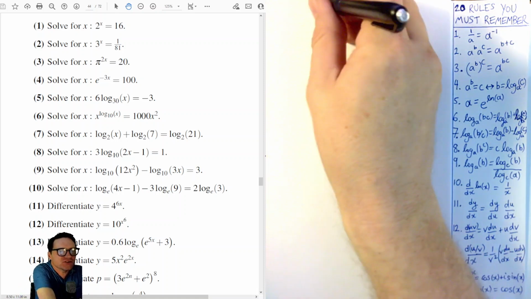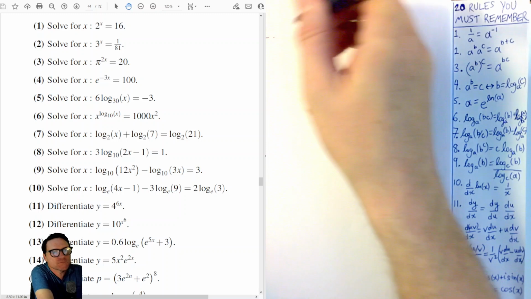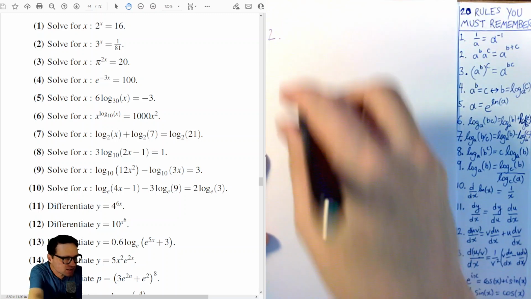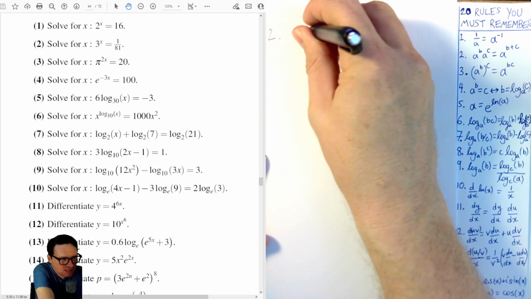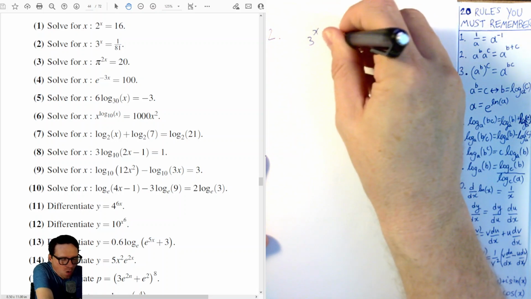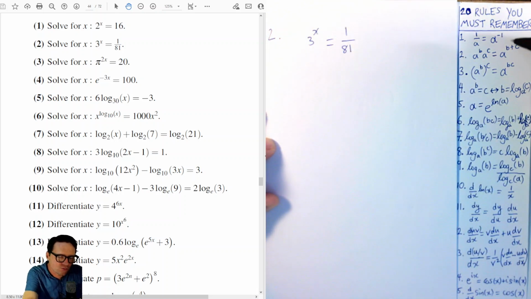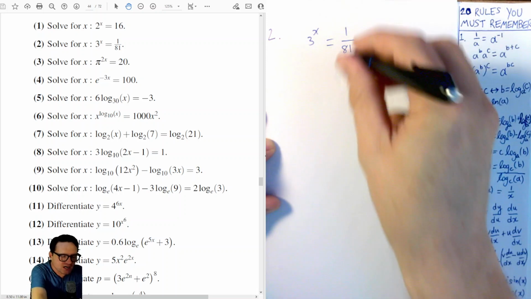In question 2, it says, solve for x. We have 3 to the power of x is 1 over 81. Now let's begin with rule number 1. This is, we can swap 1 over 81 to 81 to the power of minus 1.